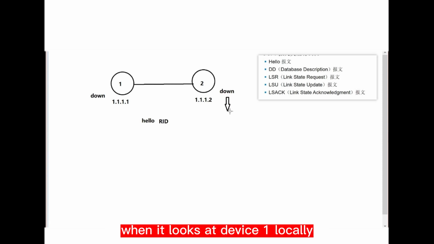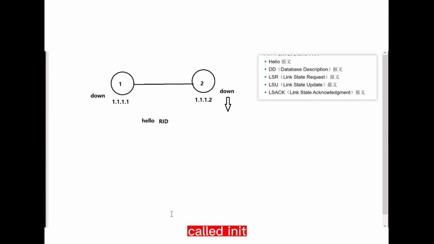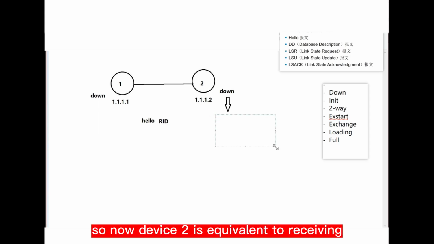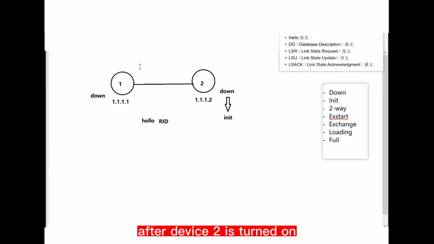When it looks at device 1 locally, the device 1 it sees is in the second state at this time, called init. So now device 2 is equivalent to receiving. Same. After device 2 is turned on.